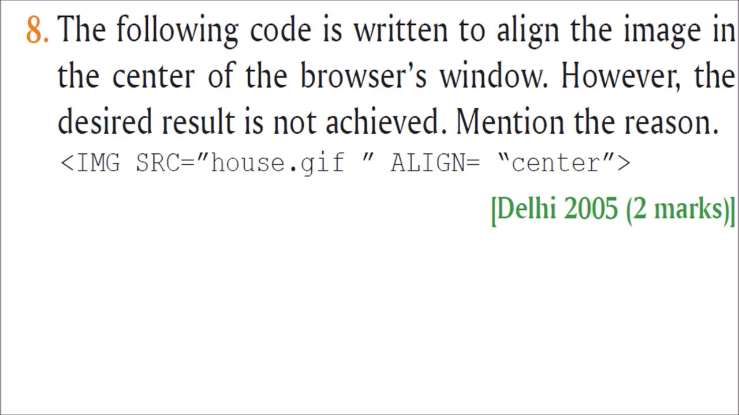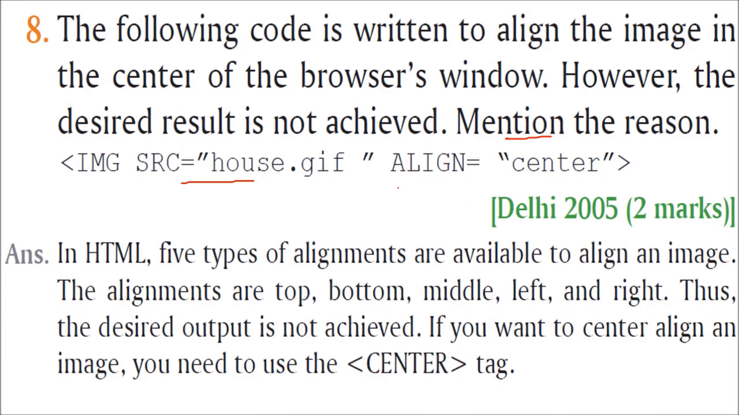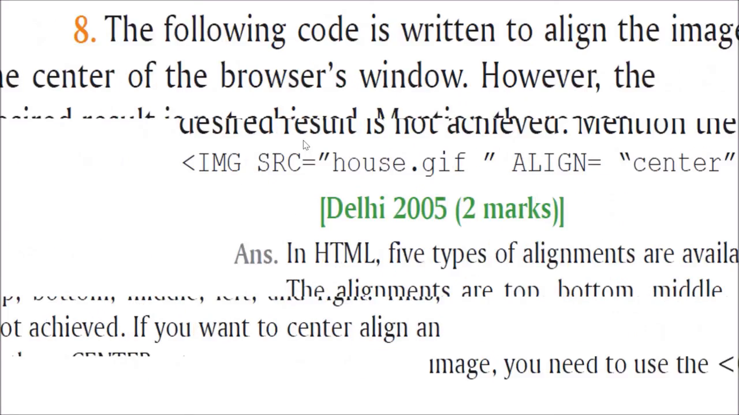This code is written to align the image in the center of the browser window. However, the desired result is not achieved. For this, we have left, bottom, right, all these. So this will not be done. In HTML, we have 5 types of alignment that are available to align an image. That can be top, bottom, middle, left, right. So therefore you will not be able to achieve this result from center. So if you want to align an image, you need to use the center tag here. You can use the center tag here and the center tag here.